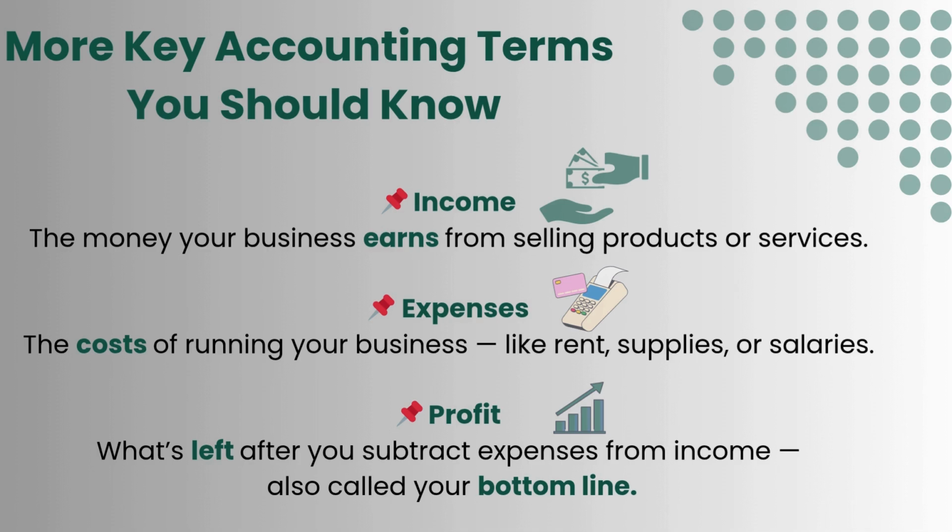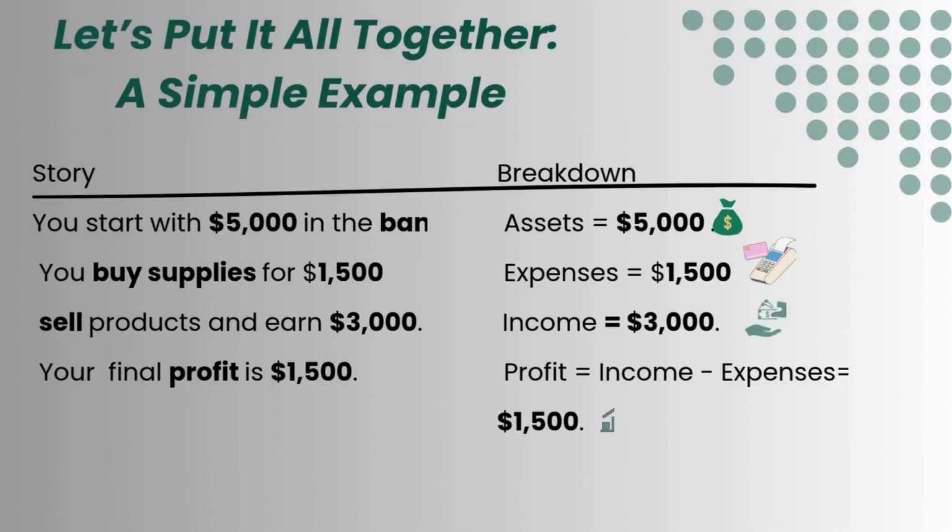Number five, we have expenses. Expenses are simply the cost of running your business. For example, you have rent, supplies, salaries, and so forth. It is in short what you incur to make your business continue running. Then number six, we have profits. Profits are simply what is left after subtracting expenses from your income. That is what you take home. We call it profit. Let me give you a simple example so that you can understand what I'm saying.